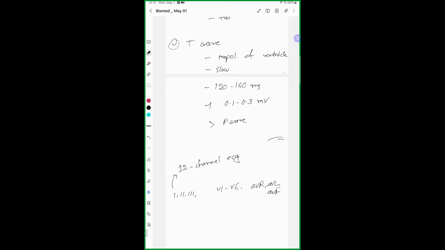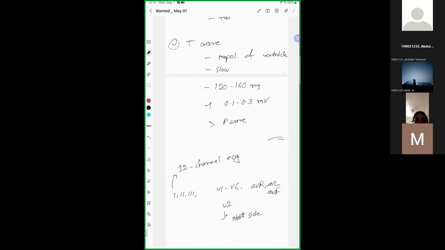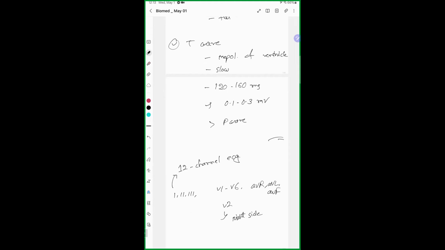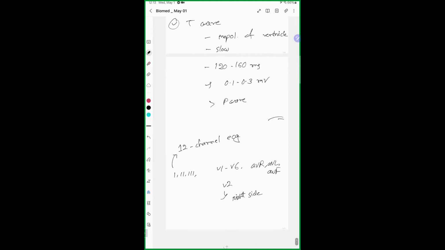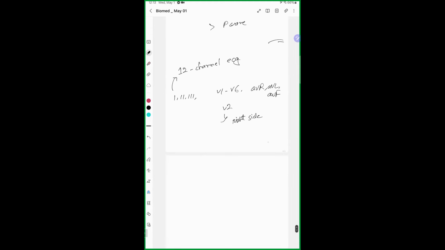Depending on where you are placing these electrodes, it measures the voltage difference. For instance, V2 shows the activity of the right side because it is close to that. So different electrodes show different portions clearly. This is related to the placement of the ECG.